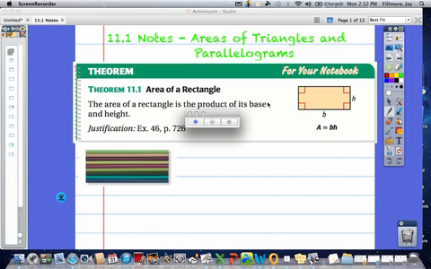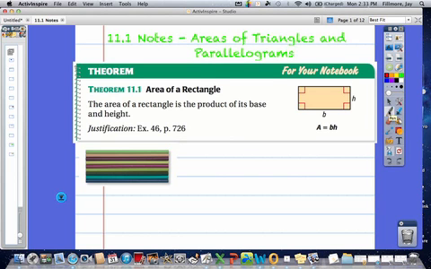Ladies and gentlemen, today we are talking about the areas of triangles and parallelograms, which you all have seen before and have come to know and love in your middle school experience. Let's talk first of all about the most simple of shapes, but yet one of the most beautiful of shapes because of so many cool properties we've talked about, rectangles.